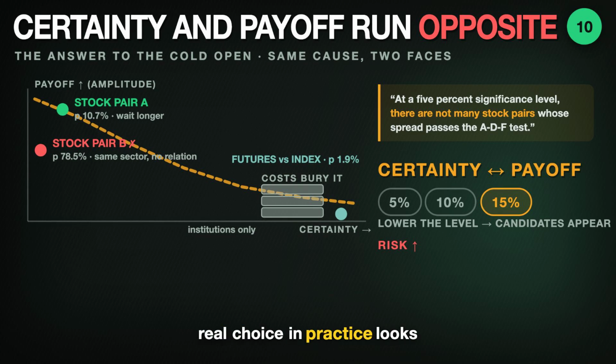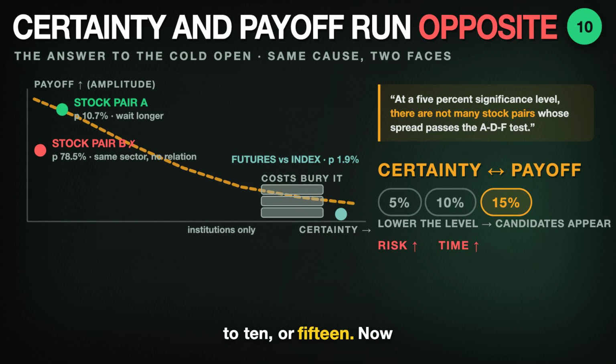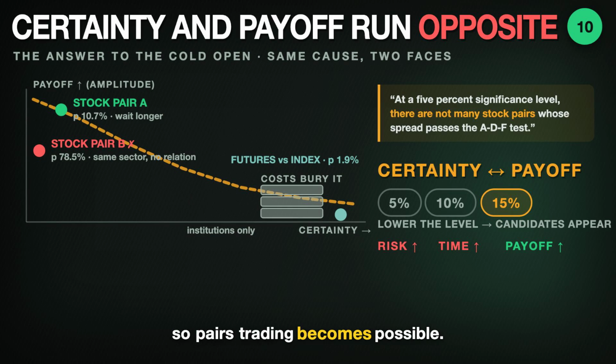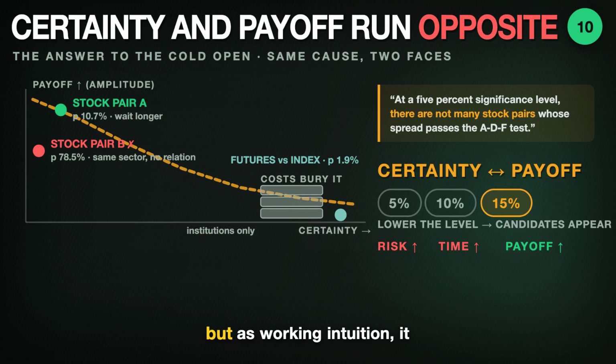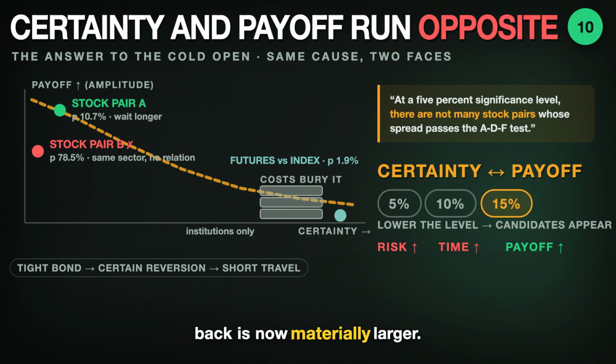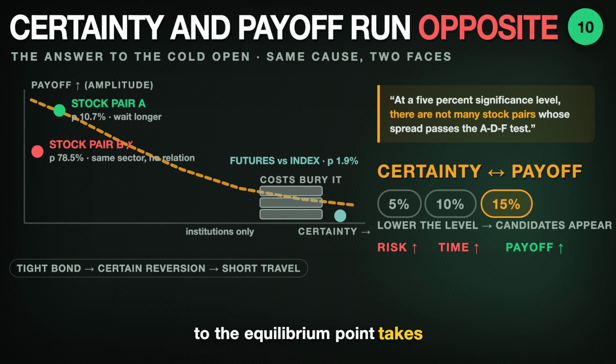So the real choice in practice looks like this. You lower the significance level from 5% to 10 or 15. Now you have candidates. In the original's phrasing, you can regard the series as stationary with 85 to 90% confidence, so pairs trading becomes possible. As I said earlier, that probability language is loose, but as working intuition, it holds. It is not free, though. Two costs come attached. 1. More risk. The chance that it never comes back is now materially larger. 2. More time. Convergence to the equilibrium point takes longer.